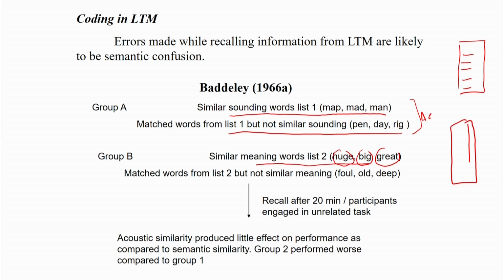So synonyms were given, and then another list was created where people were given words which didn't have similar meaning. So it had different meanings, for example foul, old and deep here. And recall was done after 20 minutes. Participants were engaged in unrelated tasks.